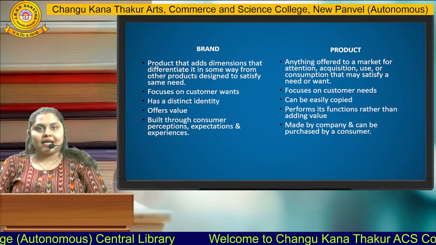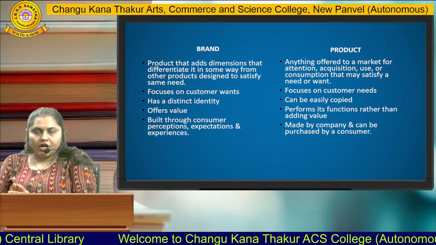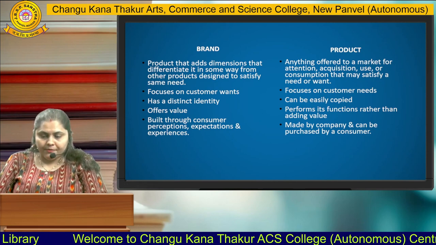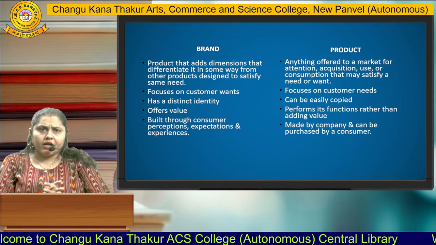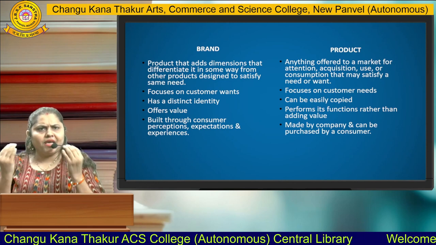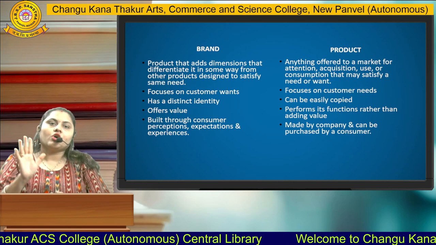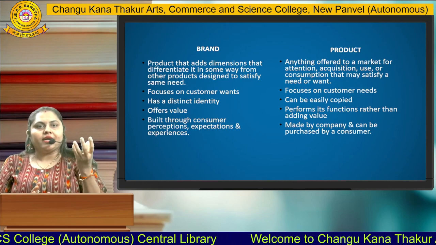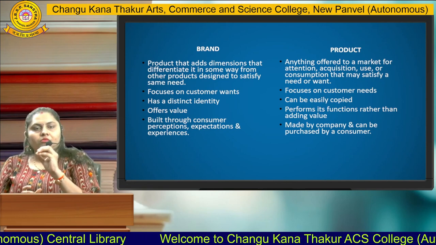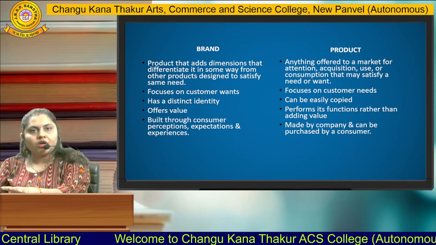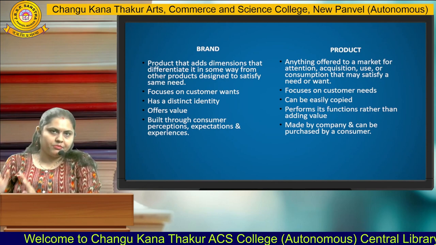Coming to the next aspect, the difference between what a brand is and what a product is. So when we differentiate, firstly, a product is something that is offered to the market, wherein you are making a basic product, you are adding certain features to it, and you are giving it for consumption to the customer. You are trying to grab the attention of the customer, okay, and then you are selling it to the customer, and they are buying it, they are consuming it. That is what a product is representative of.